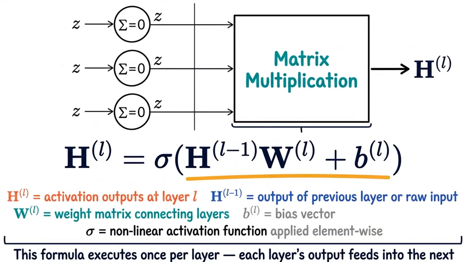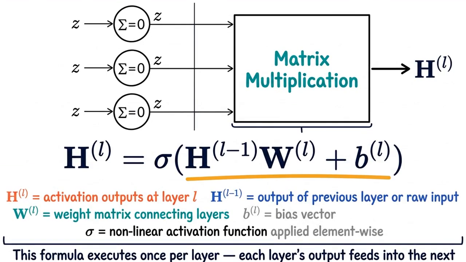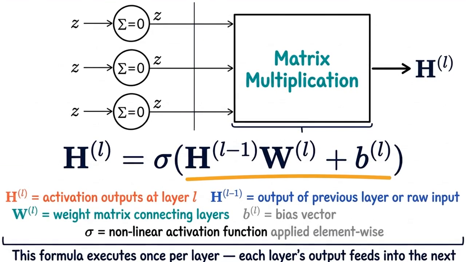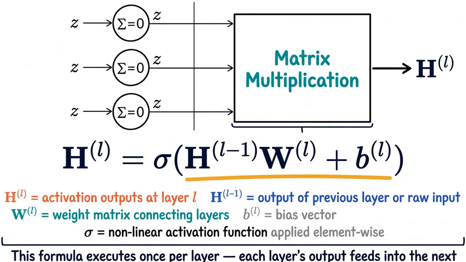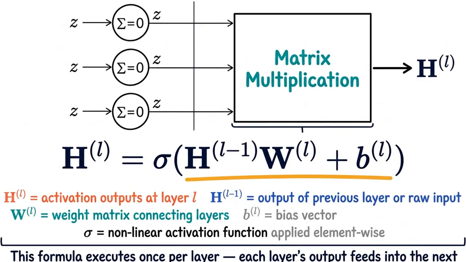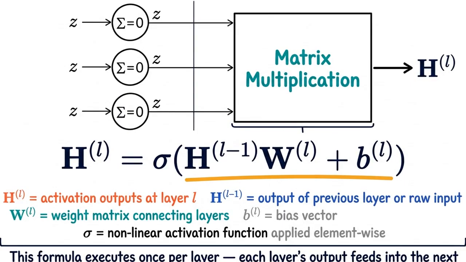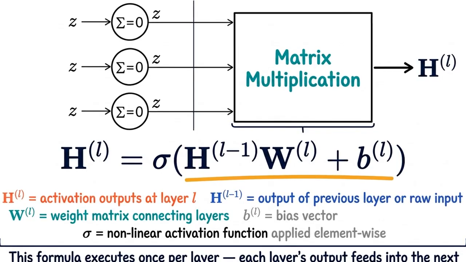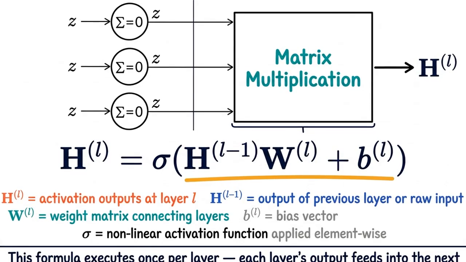Here, H^L is the matrix of activations, or outputs, at layer L. H^(L-1) is the output of the previous layer, or the raw input data for the first layer. W^L is the weight matrix connecting layer L-1 to layer L.